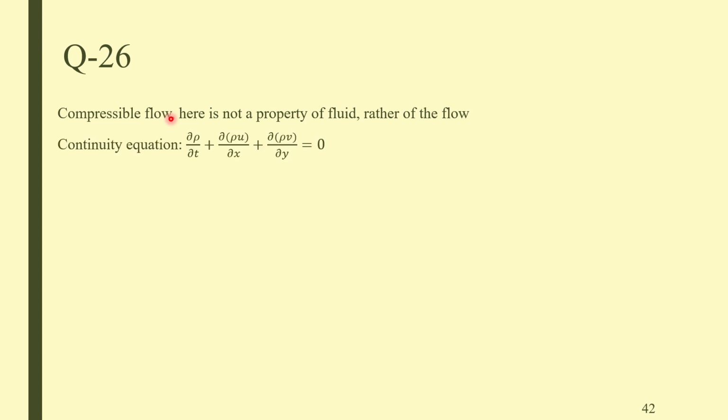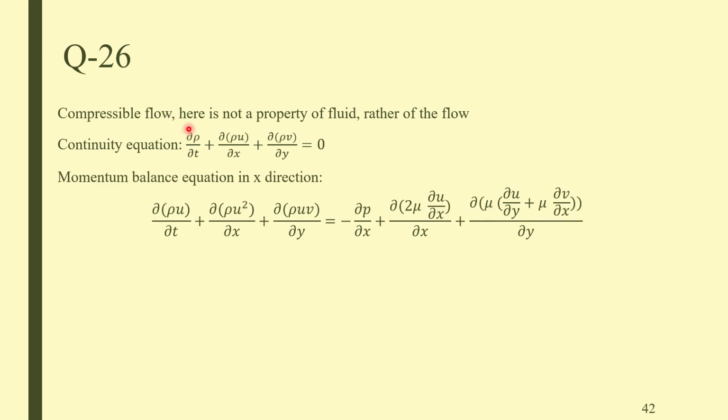And then the second one was: all the compressible flow equations are coupled equations but linear. So we have, in general, the continuity equation and the momentum conservation equation. The continuity equation is given by ∂ρ/∂t + ∂(ρu)/∂x + ∂(ρv)/∂y = 0. Momentum balance in the x direction is given by ∂(ρu)/∂t + ∂(ρu²)/∂x + ∂(ρuv)/∂y = -∂p/∂x + ∂/∂x(2μ ∂u/∂x) + ∂/∂y(μ ∂u/∂y + μ ∂v/∂x).